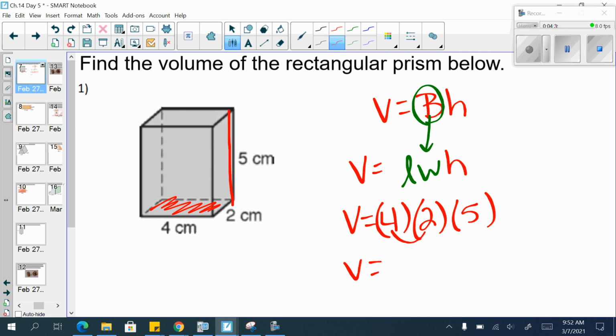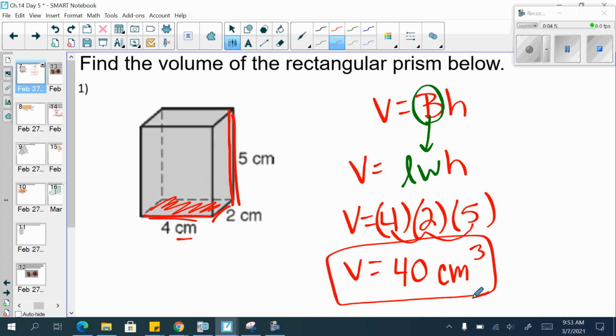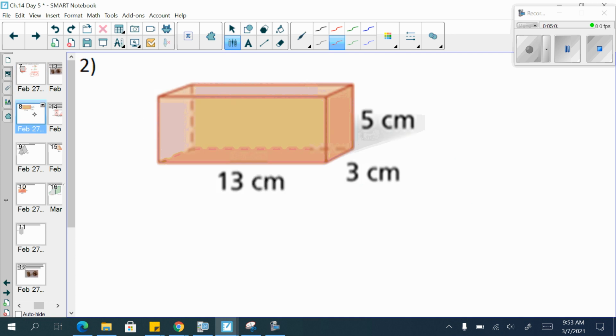So 4 times 2 is 8, times 5 is 40. Again, look at your units. The lengths are all measured in plain centimeters. The volume is now going to be measured in 3-dimensional units. It's unit cubes. How many little unit cubes does it take to fill this figure up is what it's a measure of. Okay, you guys go ahead and try another rectangular prism one on your own.